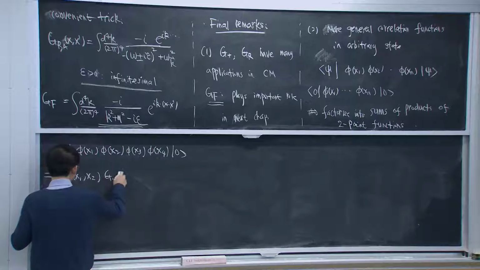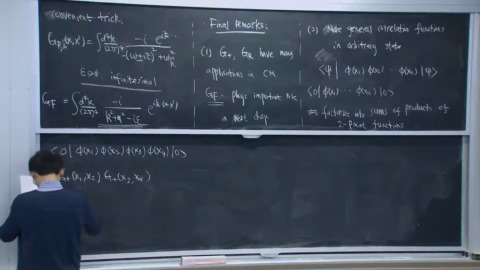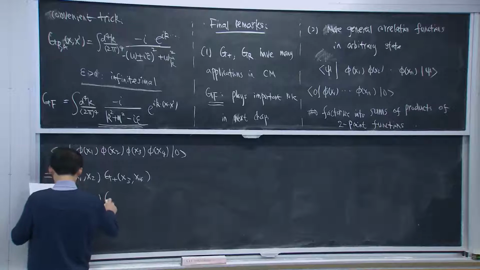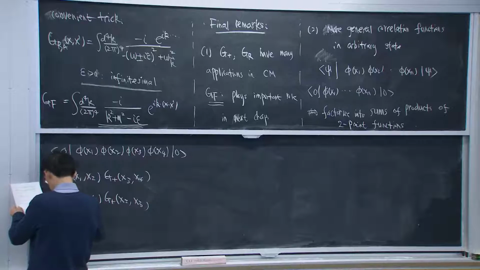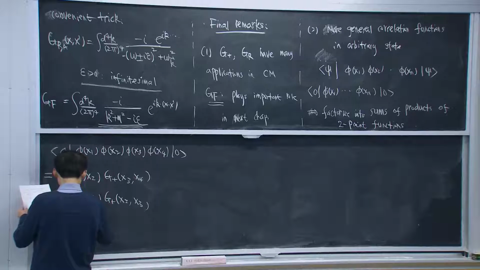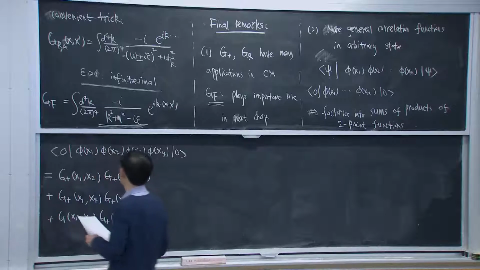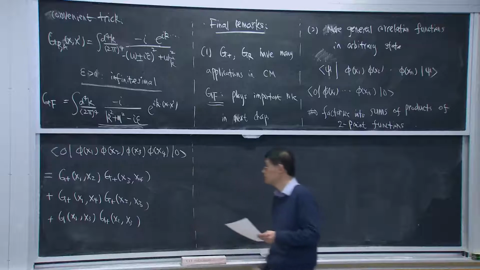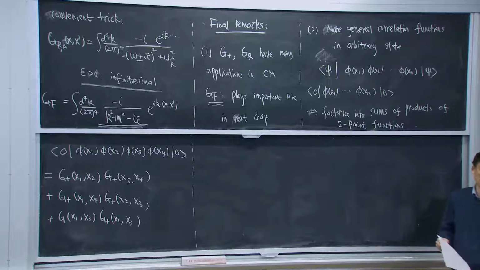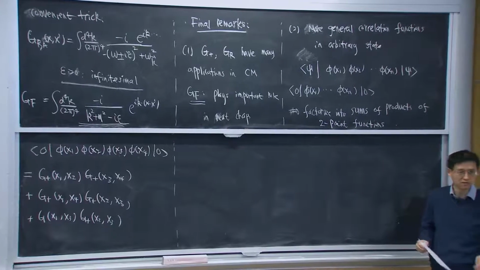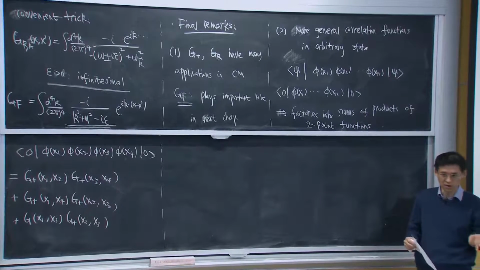So you can pair 3 and 4, or pair 1 and 4, and 2 and 3, or 1 and 3, and 2 and 4. Okay, you just write down all possible pairings. So essentially, in this free theory, any n-point function in the vacuum just reduces to the 2-point function. If you know the 2-point function, you know everything.